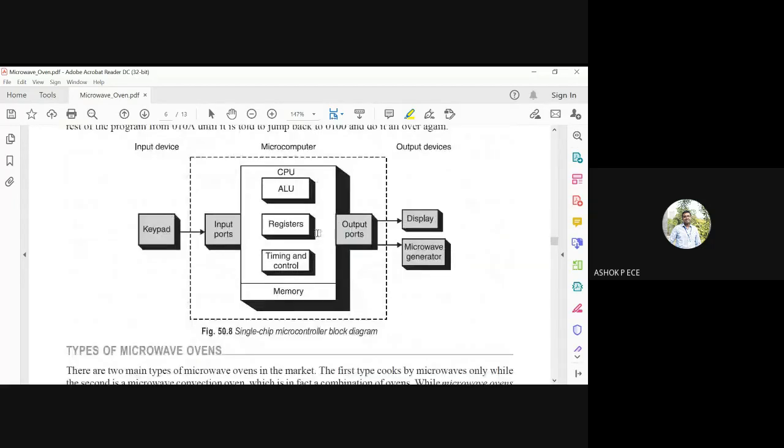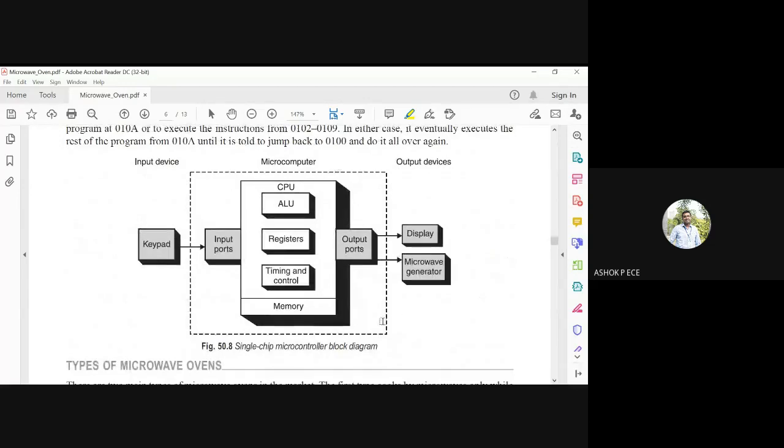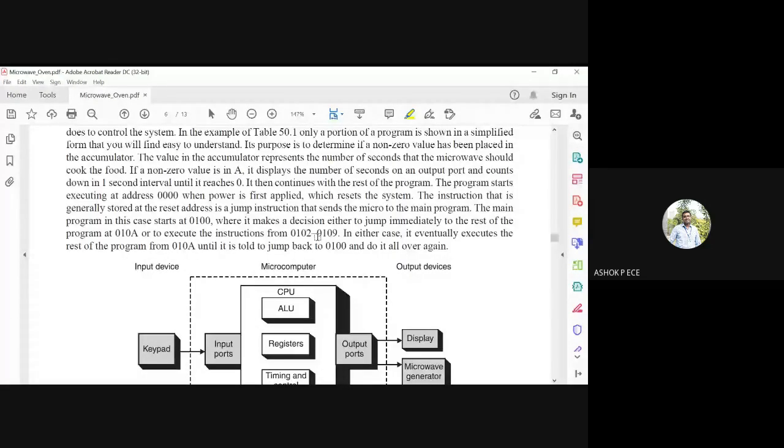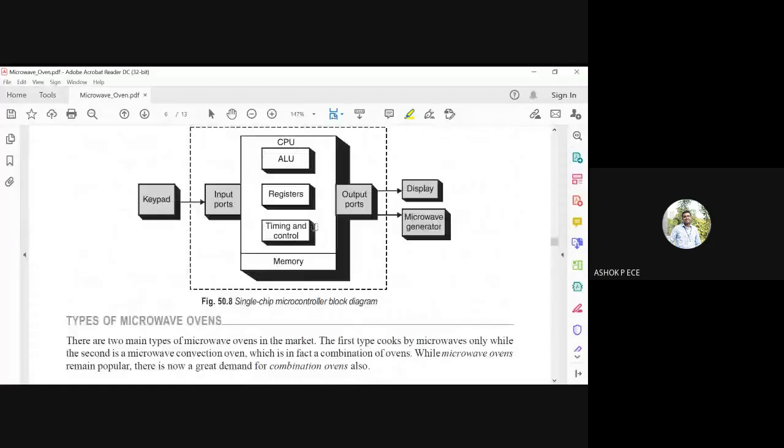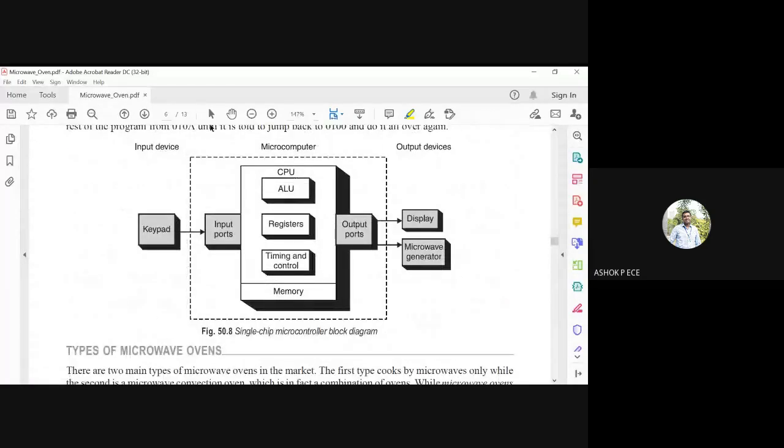So the block diagram is typically given. You can see everything is there inside the microcomputer. You have a keyboard to give input to your microcomputer. You have memory storage, arithmetic and logic unit, registers, and timing and control for your displays. And you have output ports where you can have an LCD display or the microwave generator. So it will give commands to the microwave generator to start or stop generating the microwaves. So it is a very basic block diagram of the microcontroller which is available inside the microwave oven.